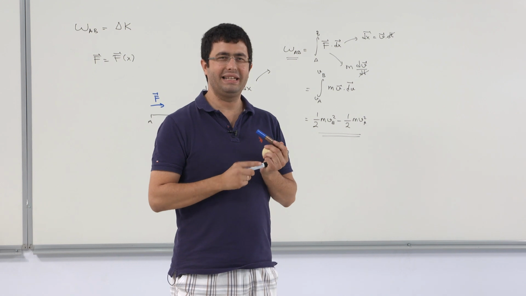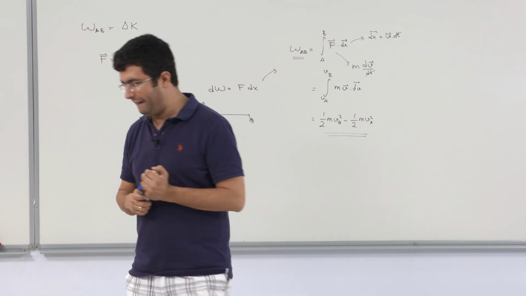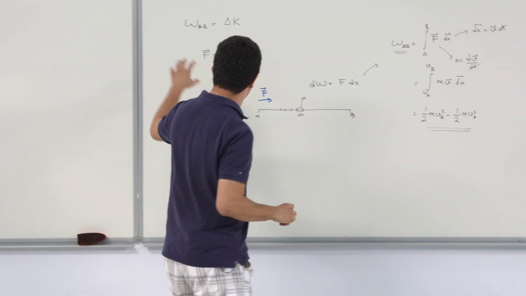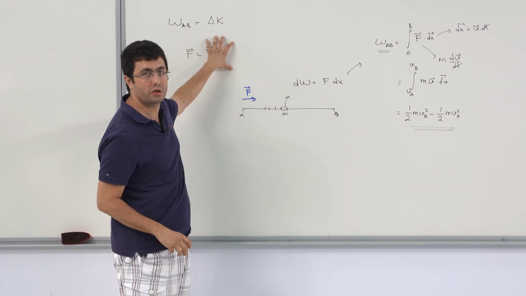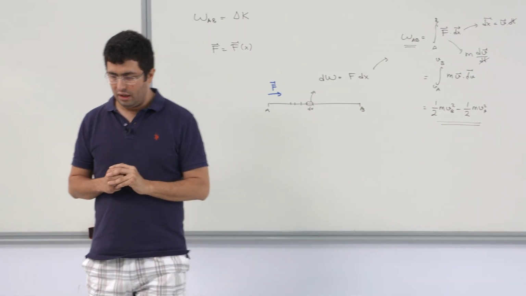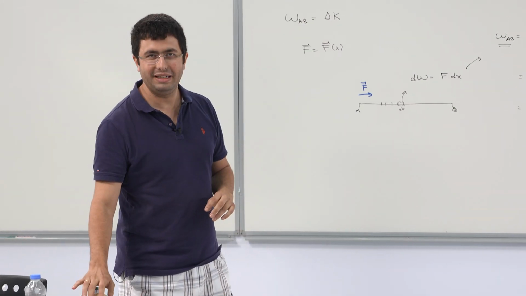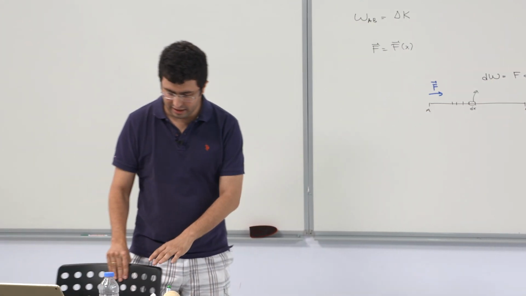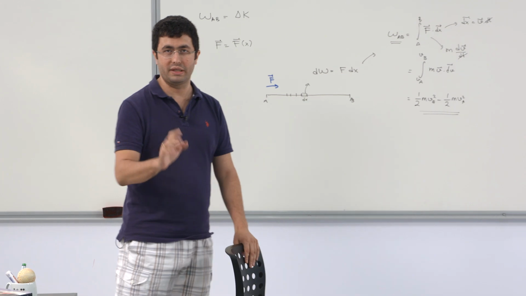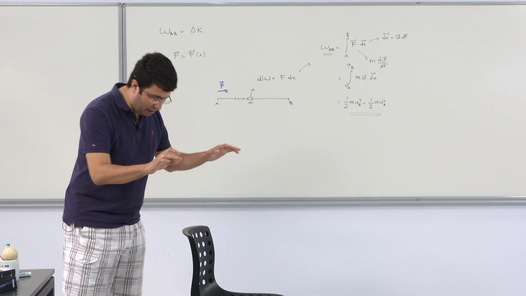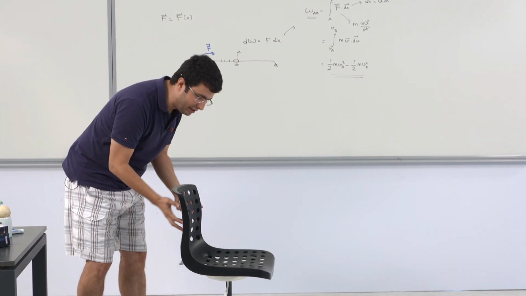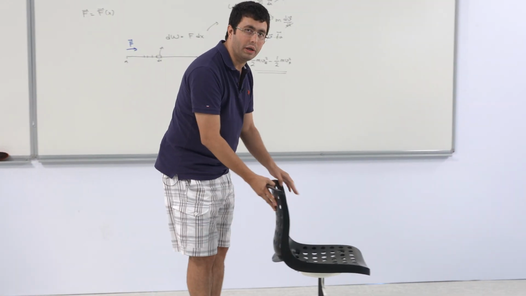Okay, let's now take it to another level. I'll make it even a bit more complicated. Now I will take the varying force, and I'll consider a three-dimensional case. Before thinking about the three-dimensional case, let me take this chair here, and we think about it before we proceed. I am going to apply some force on this chair, and I'll take it from this point A to here, point B.